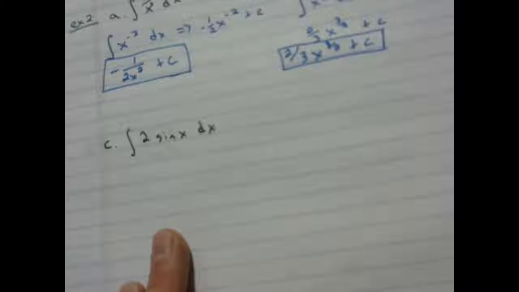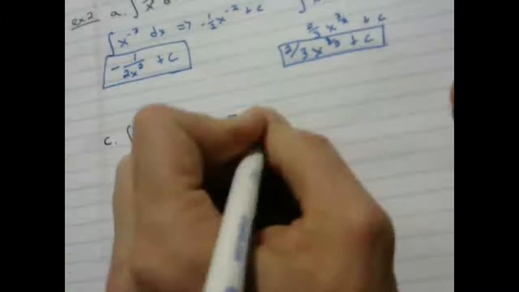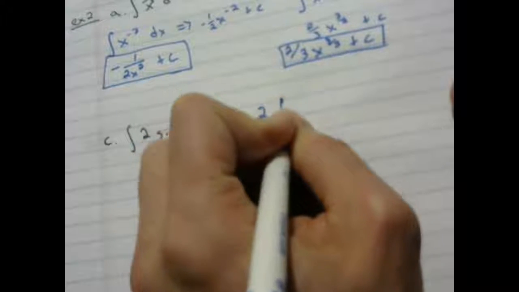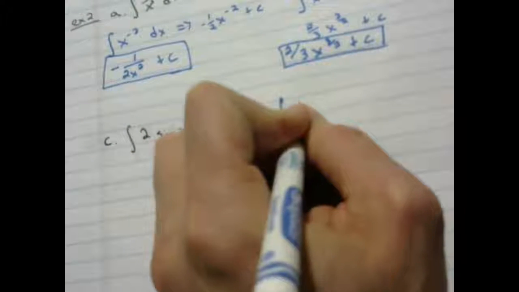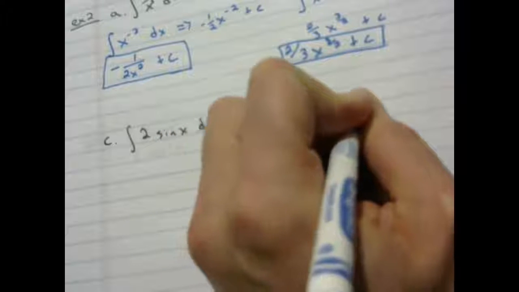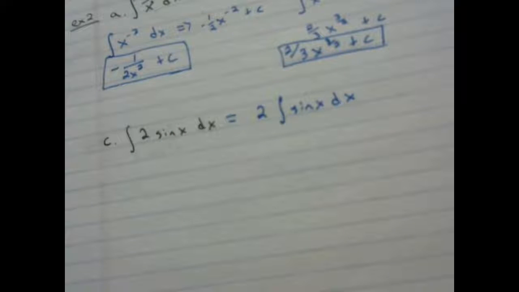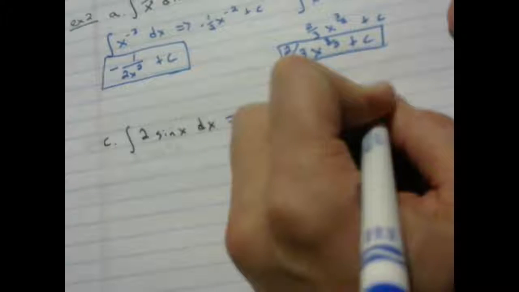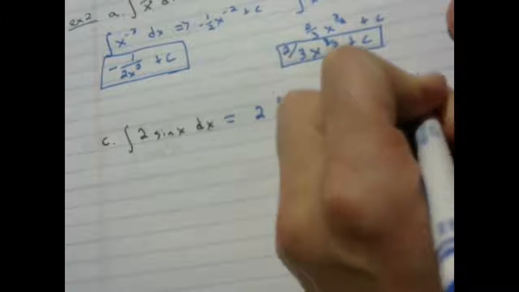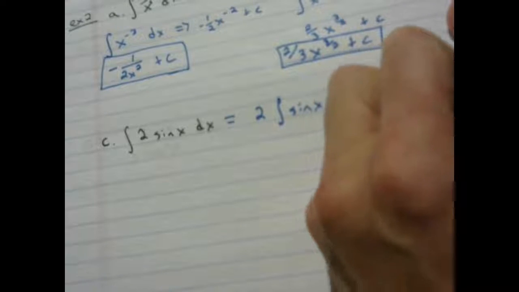Alright, and part C, the integral of 2 sine x dx. Well, we don't have to worry about that 2. That can just go out in front. We can say that's 2 times the integral of sine x dx. So what trig function, when you take the derivative, equals sine x? You should remember that that is going to be 2 times negative cosine x.